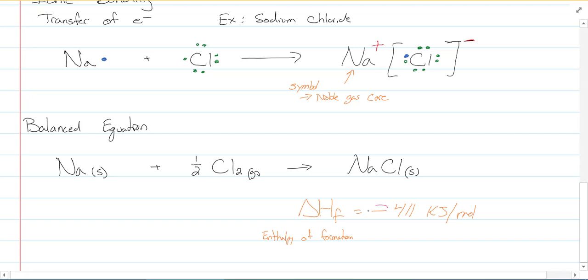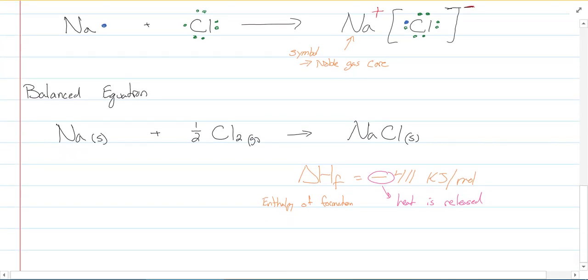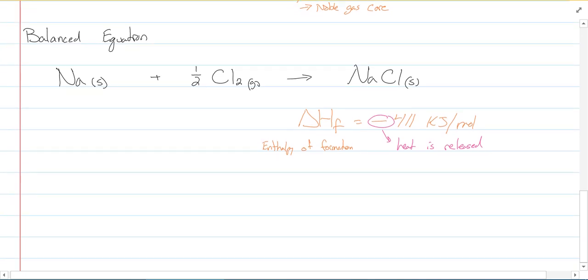Since this is negative, this means heat is released out, which means that making sodium chloride is more stable than having sodium metal and chlorine gas. So how do we calculate this? How do we know this? Well, we can approximate this process by using the Born-Haber cycle.